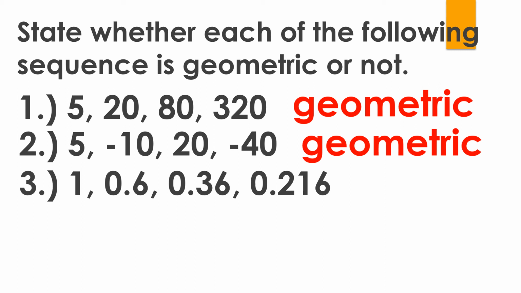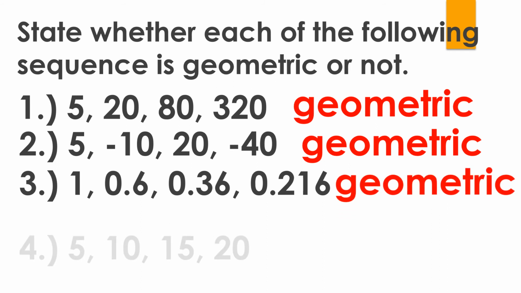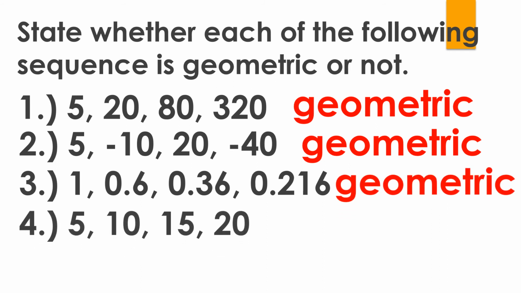From the given example, each term is obtained by multiplying the previous term by 6/10. So this is also geometric. Next, as you can see for number 4, there is no common ratio but a common difference. So each term is obtained by adding 5 to the previous term to get the next term. So 5 plus 5, 10 plus 5, 15 plus 5, 20. So this is not a geometric sequence but an arithmetic sequence.